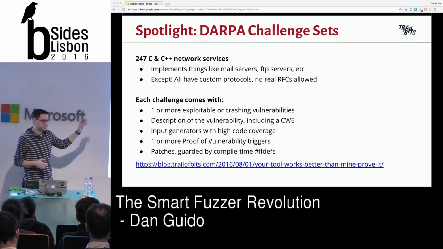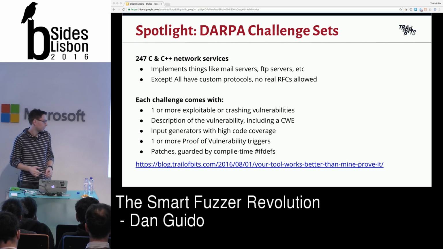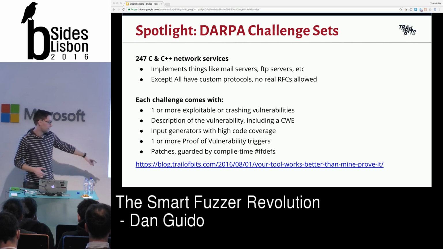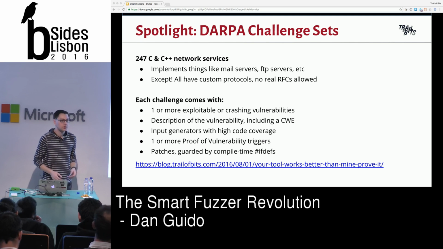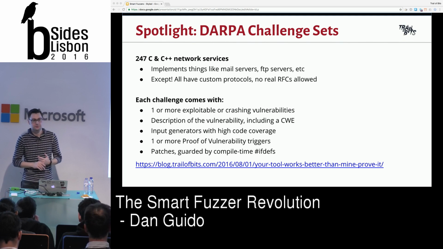This is really the first data set of its kind. It's incredibly useful. We have a blog post talking about it, and it's aptly named, Your Tool Works Better Than Mine? There's a question mark there. Prove it. That's what the challenge sets are really useful for.